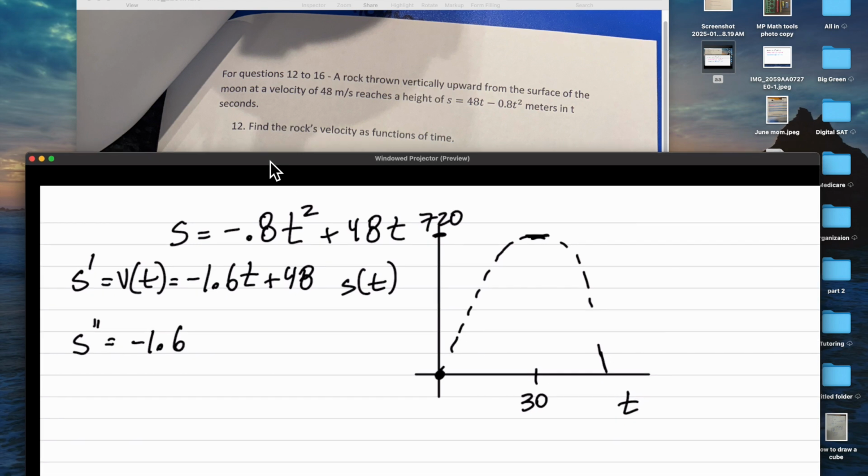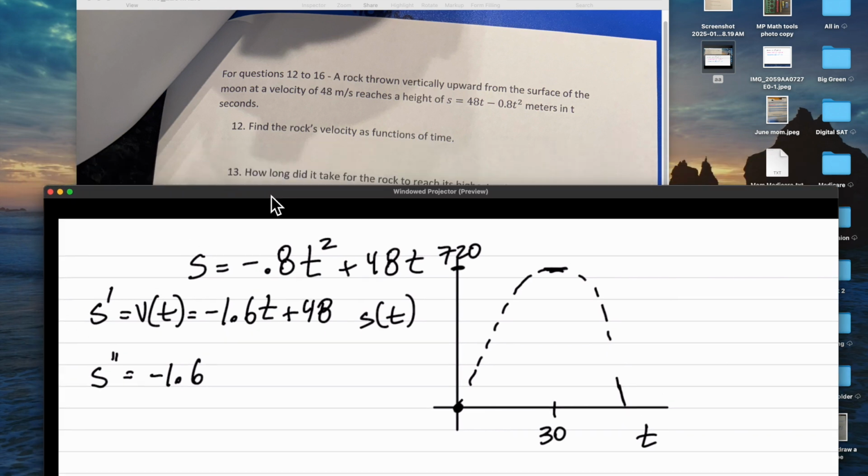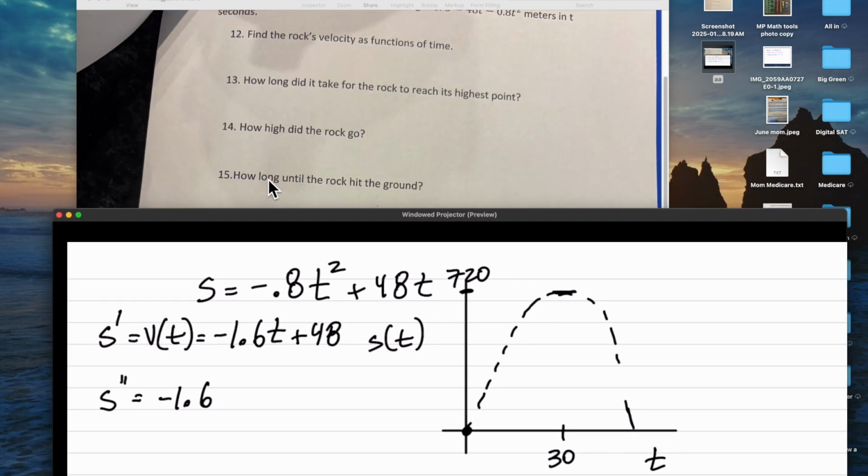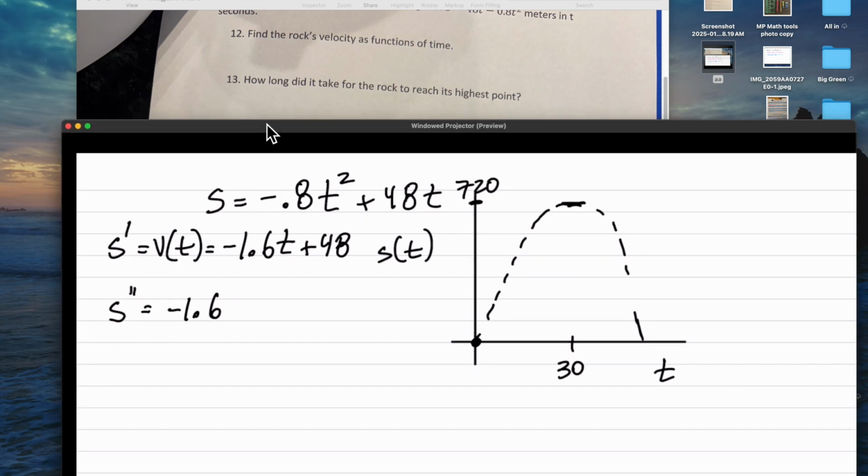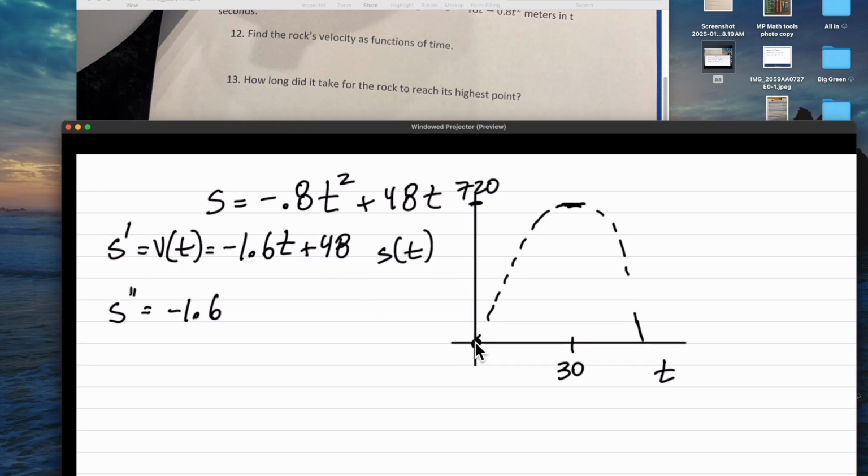So let's see what they want to know. Find the rock's velocity as functions of time. Okay, we've done that by taking the derivative. How long did it take for the rock to reach its highest point? Well, we don't have to use calculus here. We could see that in 30 seconds we reached our vertex.